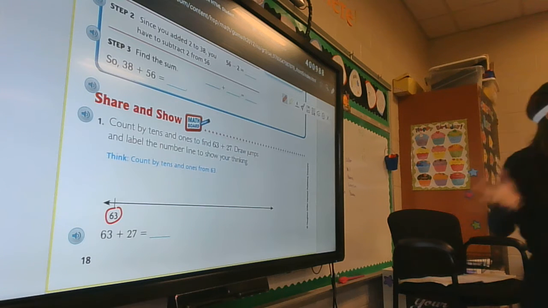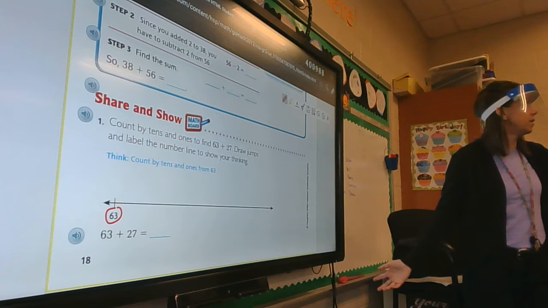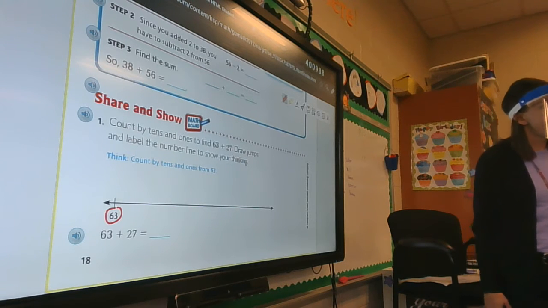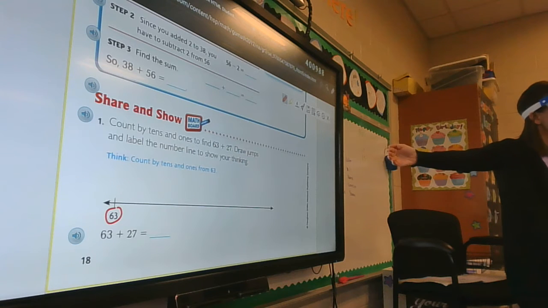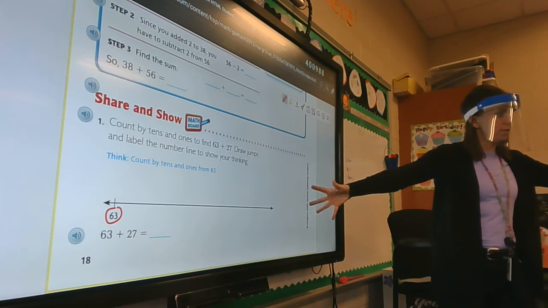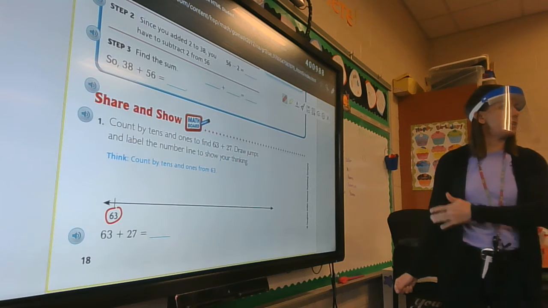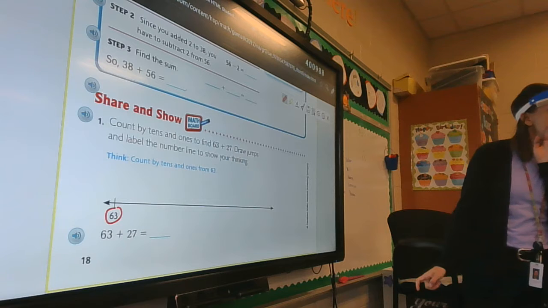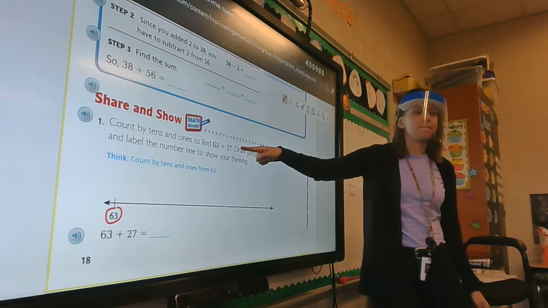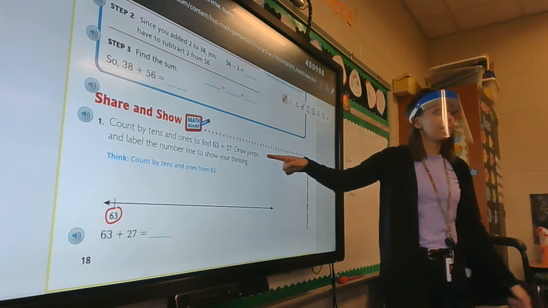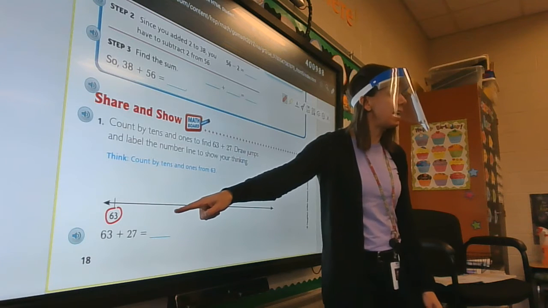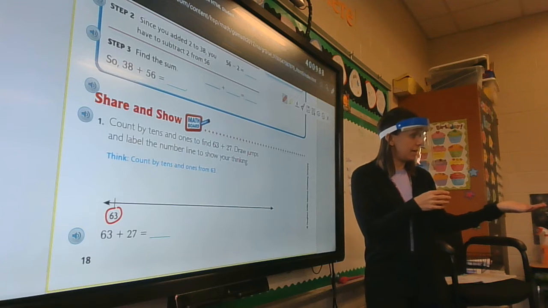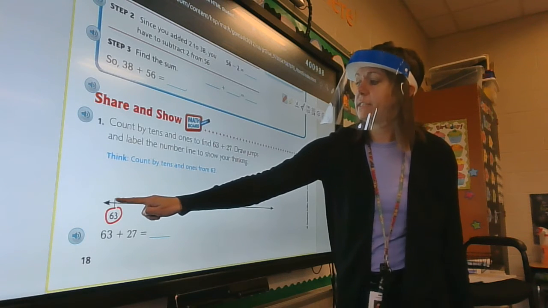How much total do I need to jump on my number line, Tristina? But total, I want to jump how much? All together, by the time I'm done, it's going to be how many? That's my problem. 63 plus. So if I'm starting at 63, by the end, I want to jump how many? 27. Okay. So my first jump is how big? 10.